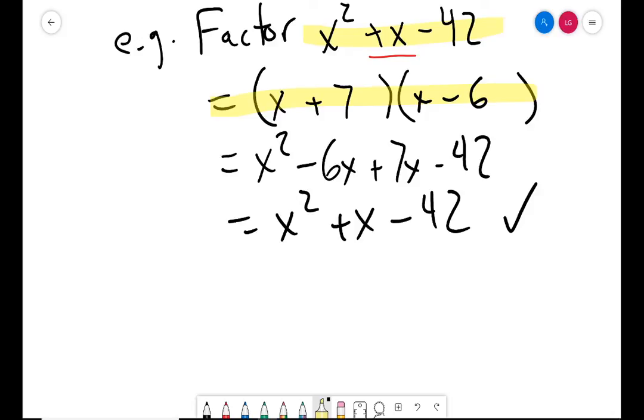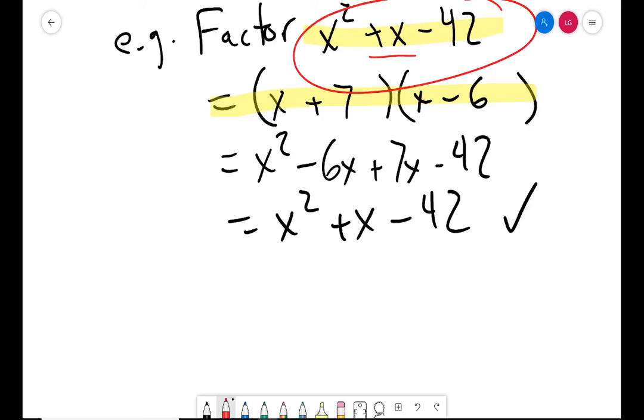Remember, one of the things factored form lets us do is say, hey, when x is negative 7, apparently this will be 0. When x is positive 6, likewise. You can verify that if you'd like. Let x be negative 7. The first term is 49, minus 7 minus 42, that's 0. Let x be 6. First term is 36, plus 6, 42 minus 42, also 0.